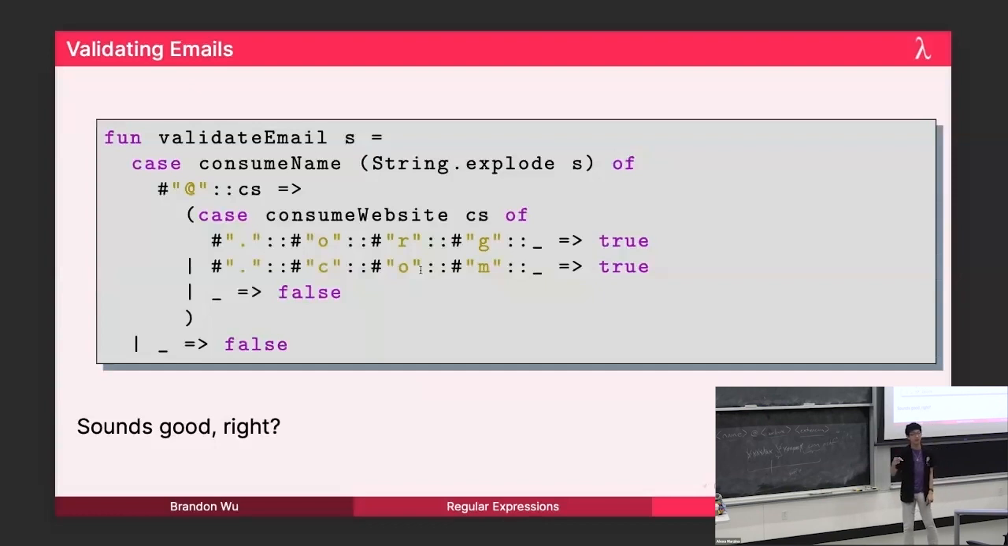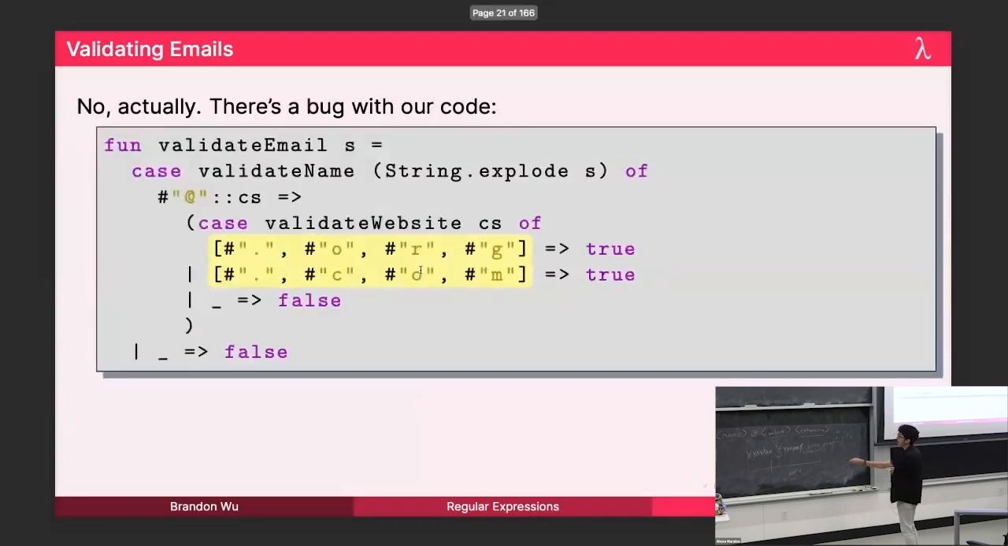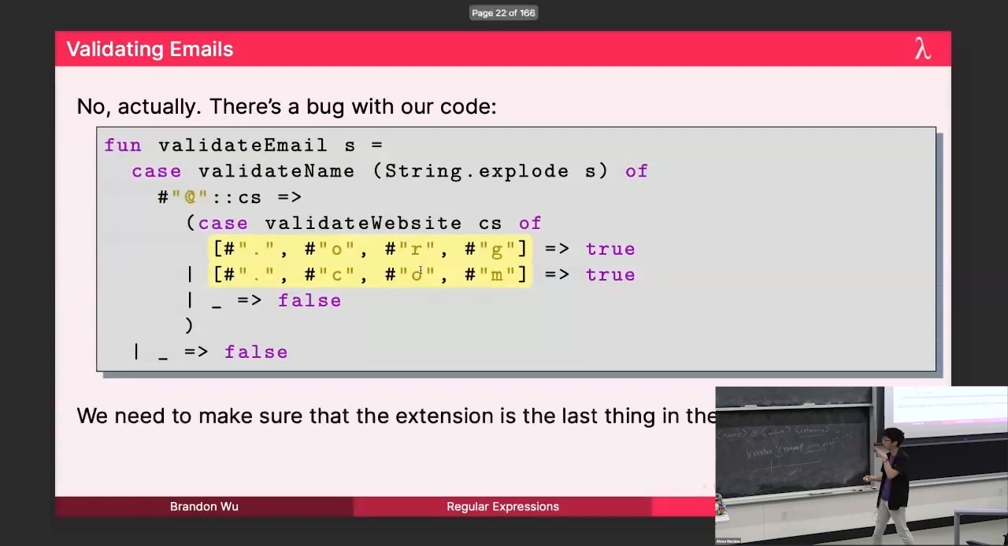We want to make sure that we end with .org or .com. So we're going to make it just the list of .org and .com. After we do that, now we're done. This is how we validate an email via this process of taking things off the front. Okay? So we make sure the extension is the last thing.